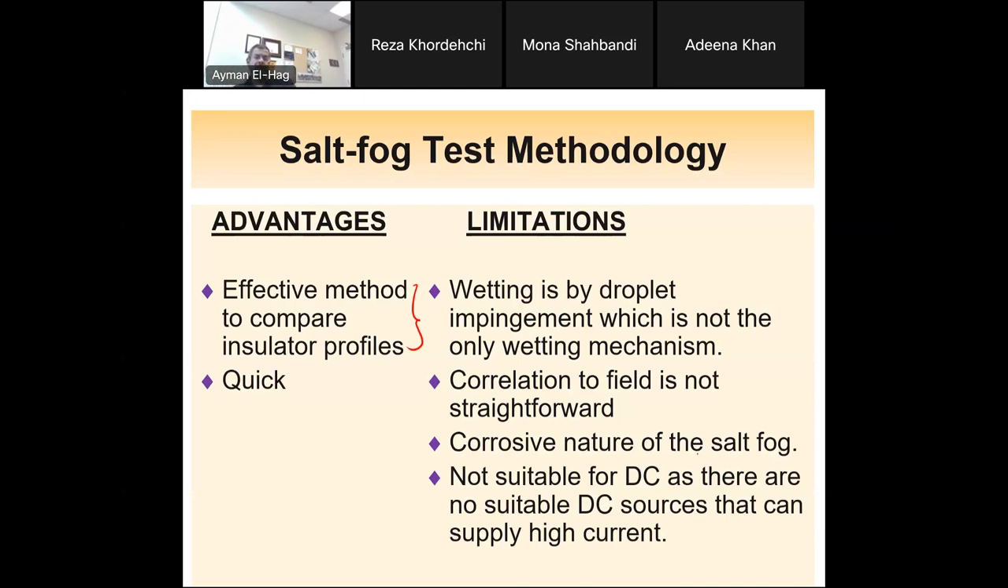Also, because we spray a salt fog here, there is a corrosive nature, so you have to do a lot of maintenance on the chamber after a few weeks. You have to change everything because of the corrosion that happens. This is not suitable for DC because you need a supply that can supply a large current for a long time. DC supplies have a problem in terms of the power that they can supply. They usually cannot supply large current for a long time.